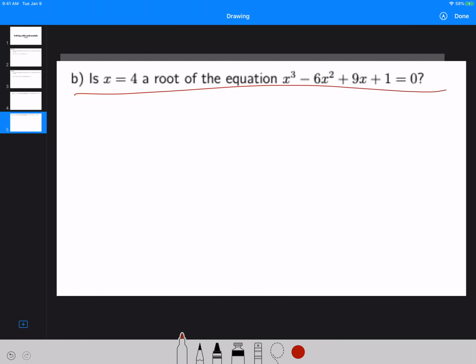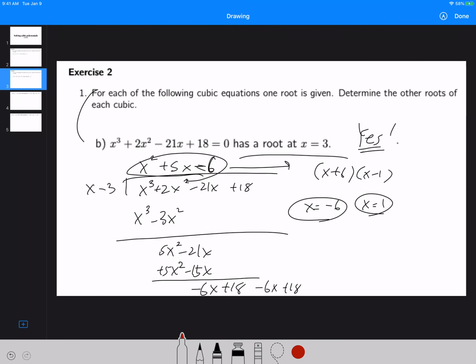Okay, all right. So this is the question that I'm probably going to ask you again for homework. Today's video is, like I said, going to be really, really short. Is x equals 4 a root of the equation? Has a root at x equals 3? Determine the other roots of each cubic. This is what I really want you to get at: if you are given a cubic function, can you completely factorize the entire thing?